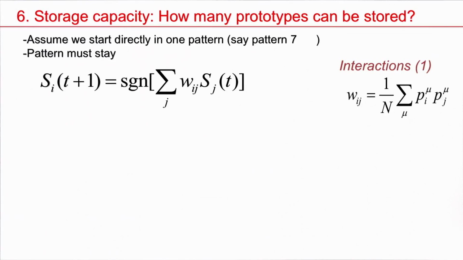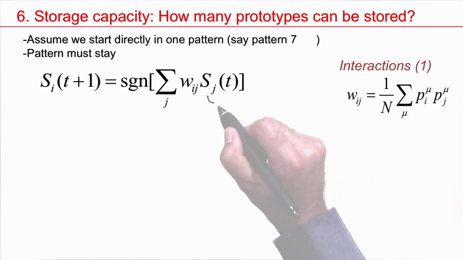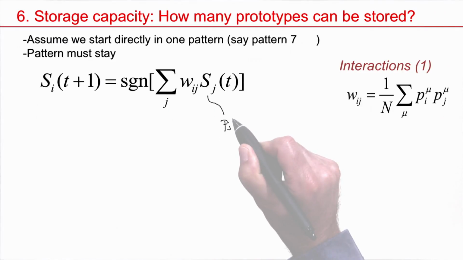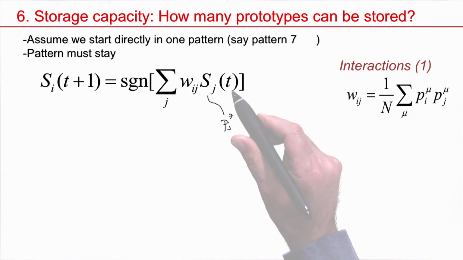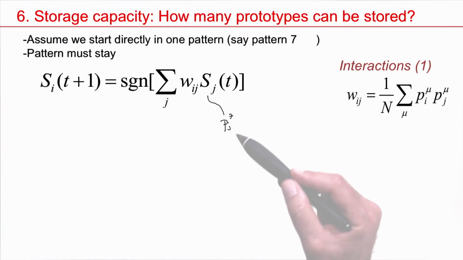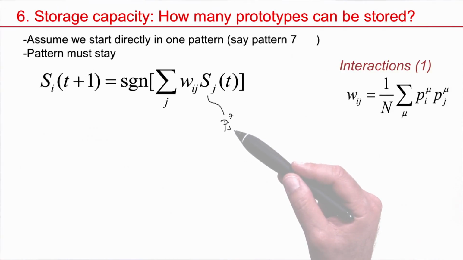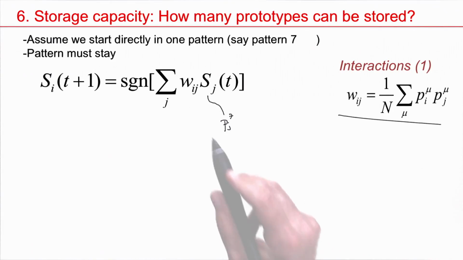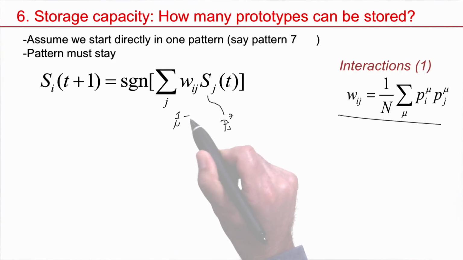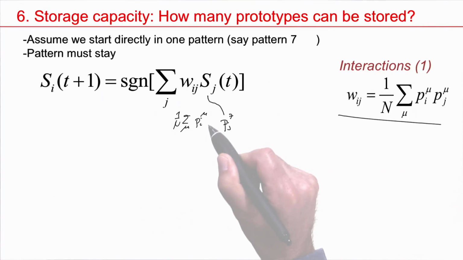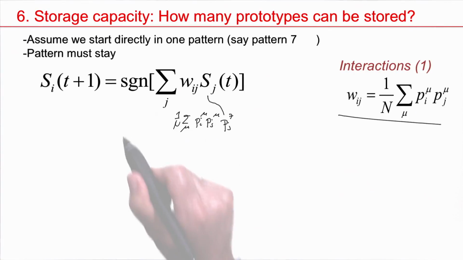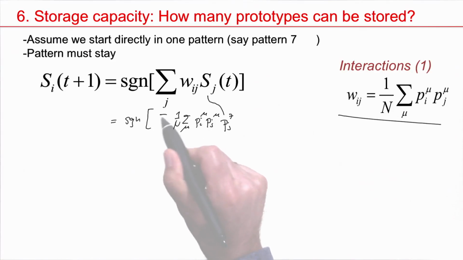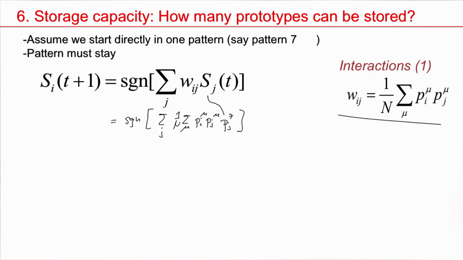So let's look at this minimal condition and assume that we start directly in one of the patterns, say pattern number 7. What does this mean? This means that for each j, the value of Sj is equal to Pj of pattern 7. So at time t, each neuron is in the state that's consistent with pattern number 7. Now what do we know about the weights? Well, for the weights we have this formula which I just plug in. So I have a 1 over n sum over mu pi mu pj mu. And then I copy the sign function and the summation sign and close the brackets.